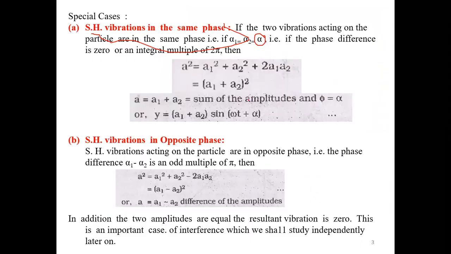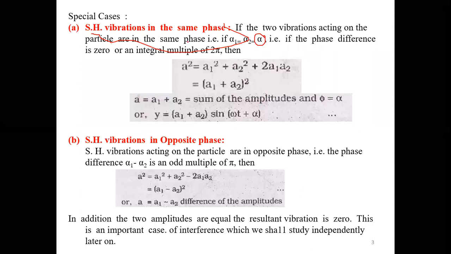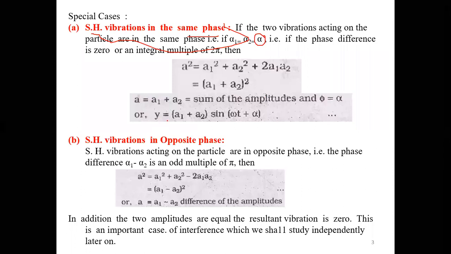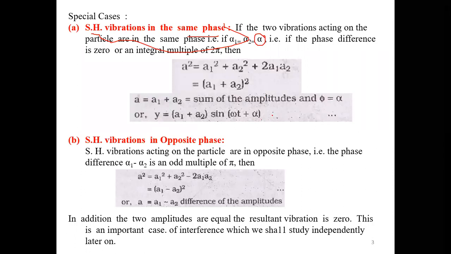Now if the amplitudes are the same, then A will be just twice A. In this case we have chosen only the same phase. If it is the same phase, then y will be (A1 plus A2) sine (omega t plus alpha). So the resultant amplitude will be the sum of the amplitudes of the individual vibrations.